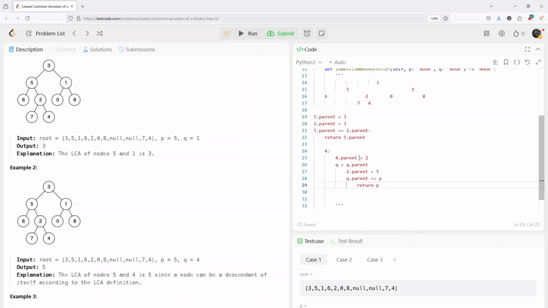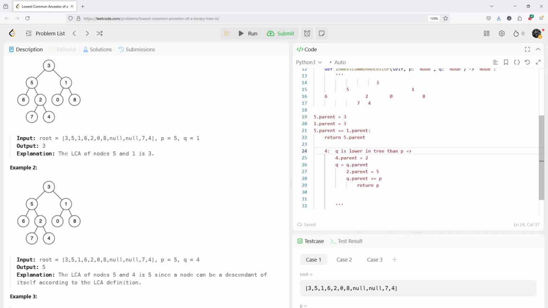Now we have to figure out, how do we iterate the parent? How do we know we check Q dot parent but not P dot parent? So in this case, P was 5, Q was 4. So basically we iterate 4. We look at 4's parent but not 5 because 4 is below 5. So here we basically know that Q is lower in the tree than P.